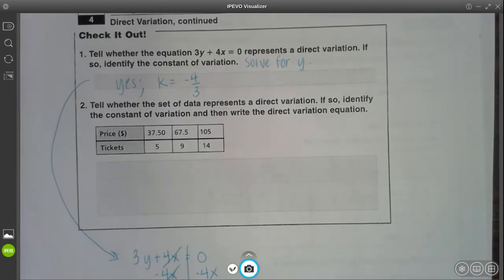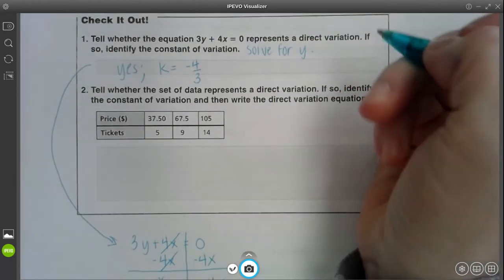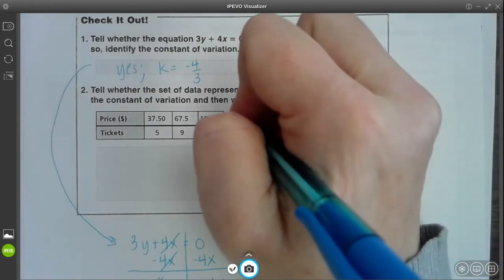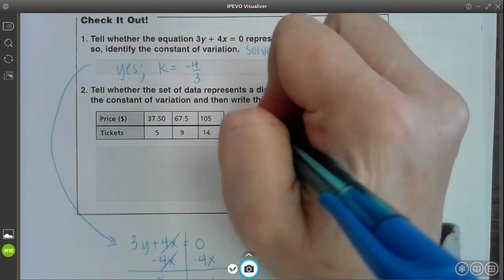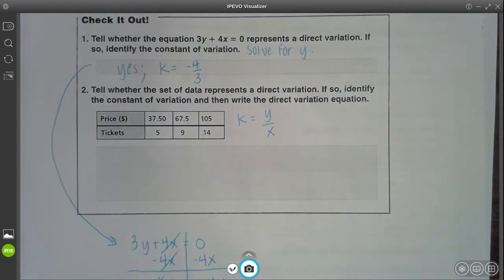Okay. The last one says, tell whether the set of data represents a direct variation. And then if so, we have to write the constant and the direct variation equation. So first of all, we have to find whether it is or not from a table. We're always going to start with dividing the y value by the x.